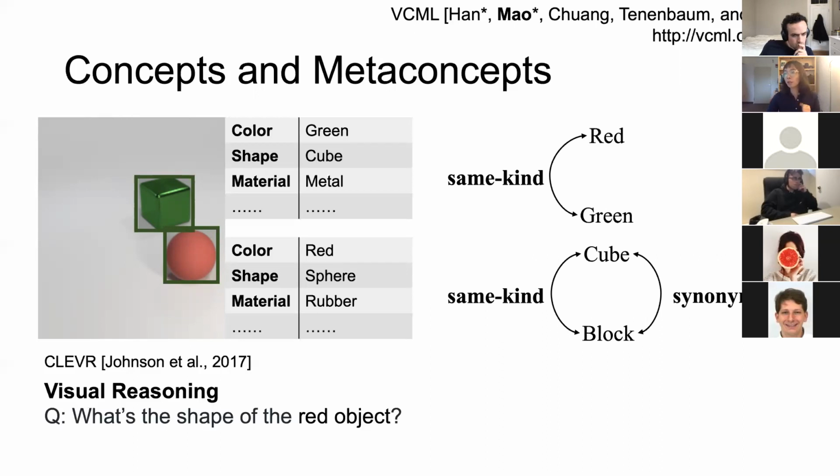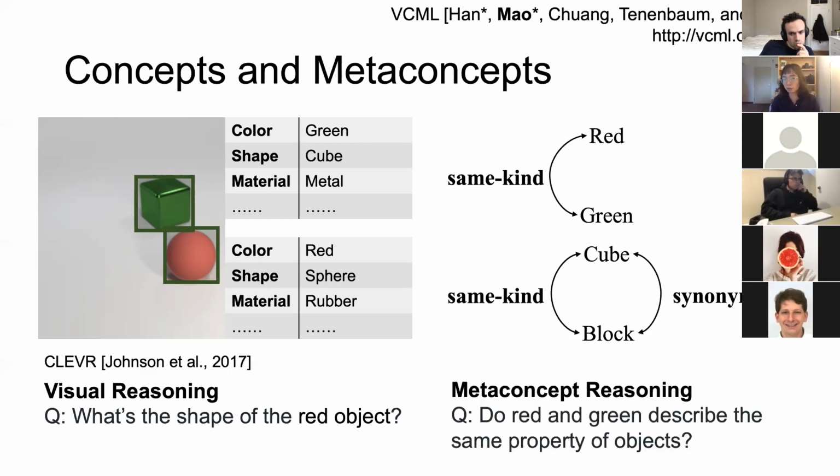Based on the learned visual concepts, we can answer visual reasoning questions such as: what's the shape of the derived object? But meanwhile, we can also reason about this meta concept. For example, in this case, we can answer the question: do red and green describe the same property of objects?